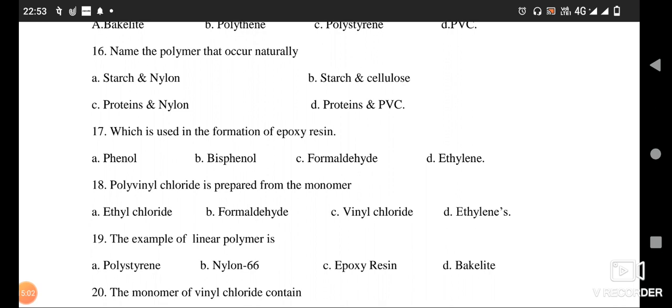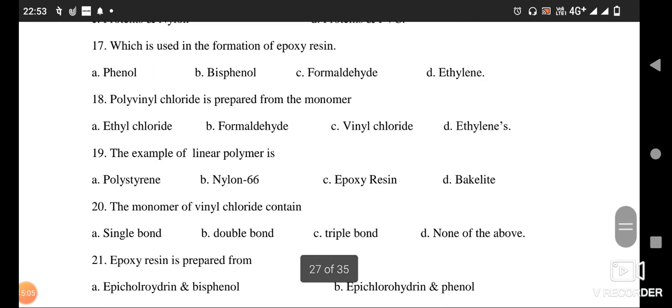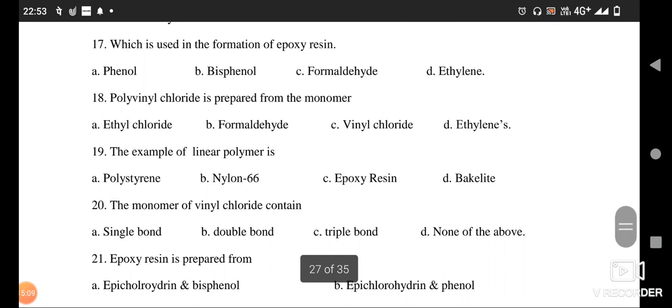Then after that, MCQ number 17: which is used in the formation of epoxy resin? Option A is phenol, B bisphenol, C formaldehyde, and D ethylene. The correct option for this MCQ number 17 is B, bisphenol, because we know that epoxy resins are prepared from monomers of bisphenol A. So the correct answer is option B, that is bisphenol.